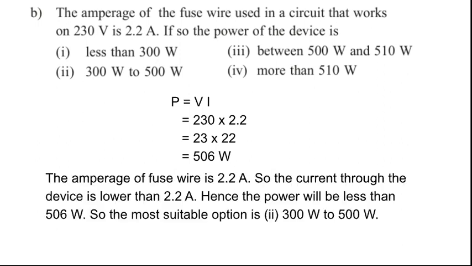That is, the amperage of fuse wire is 2.2 ampere, so the current through the device is lower than 2.2 ampere. Hence, the power will be less than 506 watt. So the most suitable option is the second one, that is 300 to 500 watt.